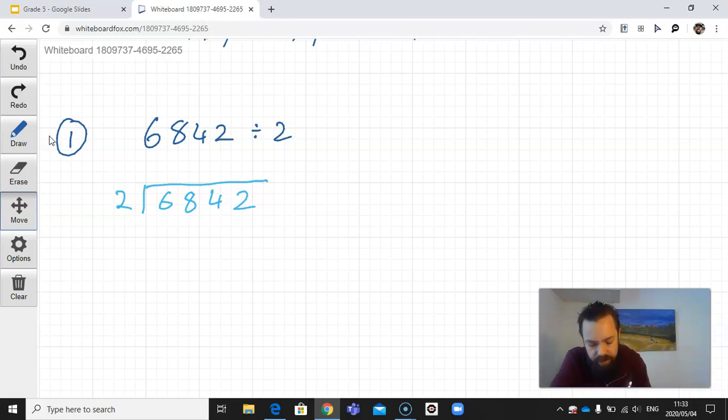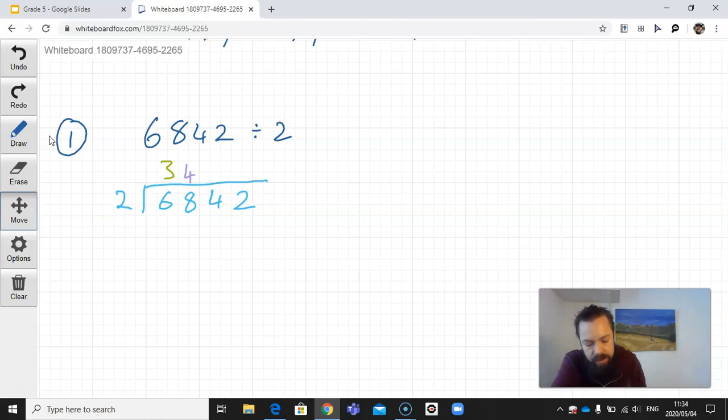So what we're going to do is take each one of these numbers underneath the bus stop and look at them one at a time. If I look at the 6 first, I'm asking how many times does 2 go into 6? 2, 4, 6. It goes in 3. And I put that 3 above the top, on top of the bus stop. Then I'm going to ask, how many times does 2 go into 8? 2, 4, 6, 8. 4 times. And that number goes on top of the bus stop.